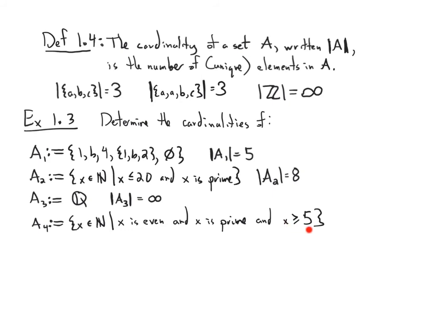But we also need that the number is greater than or equal to 5. So there are no numbers that are even, prime, and greater than or equal to 5. So since there are no numbers, we know that the cardinality of A4 is 0. It has no elements. What does that mean? That means that A4 is indeed the empty set. There's nothing in it. So it's the empty set.